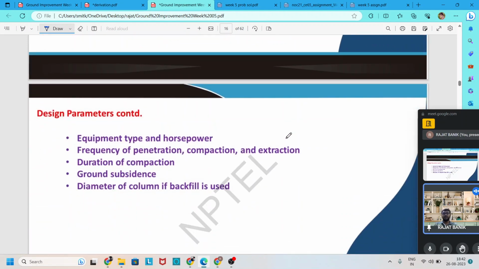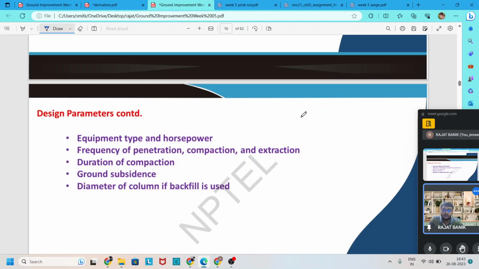Moving to other design parameters like equipment type and horsepower. We see that the more the horsepower or the more energy is created, the more vibration is created. If more vibration is created, the ground is settled and relative compaction of the ground is more, like 80 to 90%. Based on this criteria we can select our equipment. If we go for column footing or slab footing, the energy required is less. If we go for mat foundation or machine foundation, the energy requirement is higher.